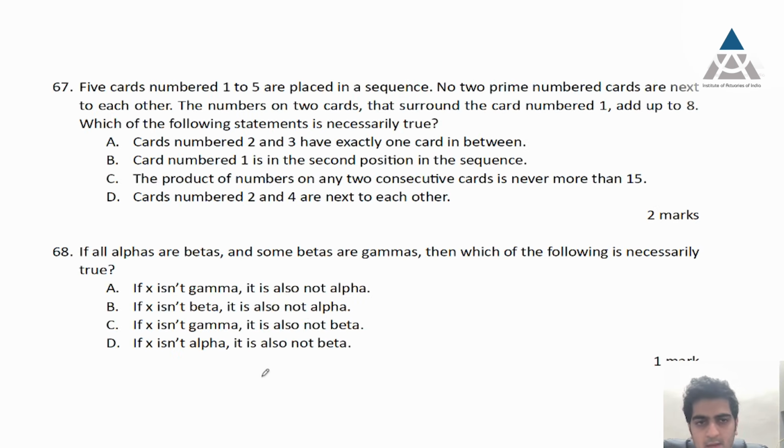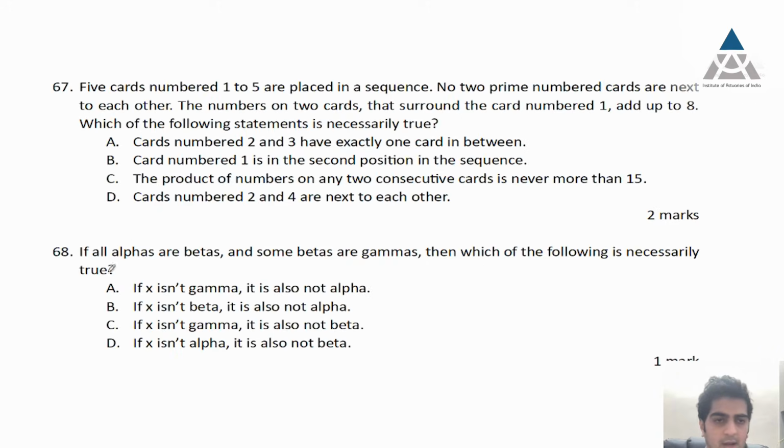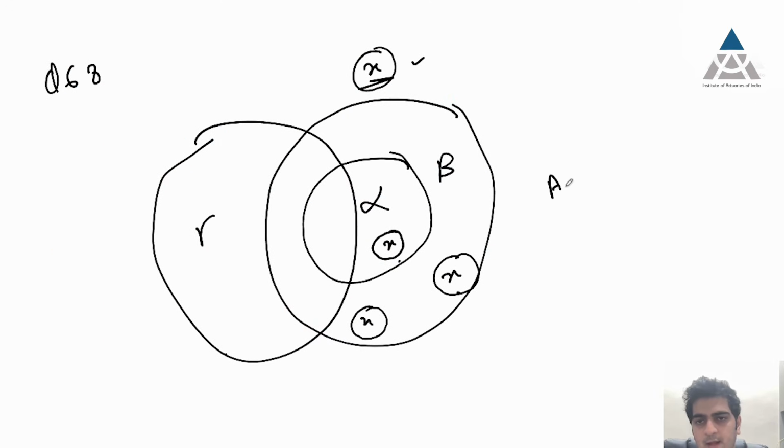So C is false. And then finally, if X is not alpha, he is also not beta. If X is not alpha, he is not beta. Again, that's not the case. If X exists here, he is not alpha, but he is definitely beta. So C and D are not true. The only correct one is option B. So the answer is option B. Correct? So that's how you can just create a Venn diagram and it should be quite clear.